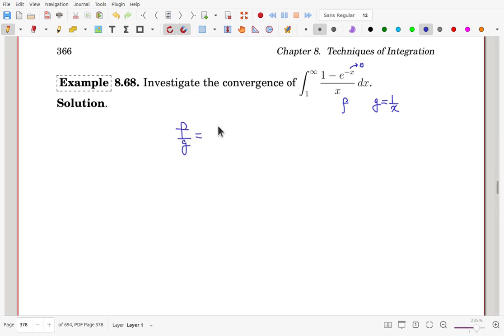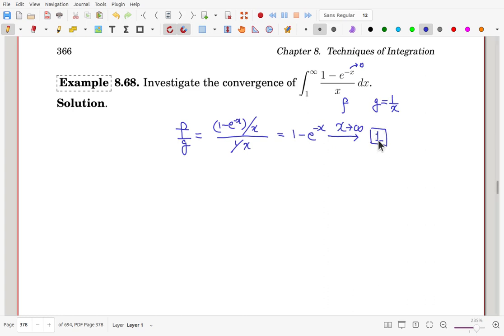Then that is (1 minus e to the minus x) over x, divided by 1 over x. Then this term is the same as 1 minus e to the minus x. Now, if we take the limit as x approaches infinity, it is converging to 1.